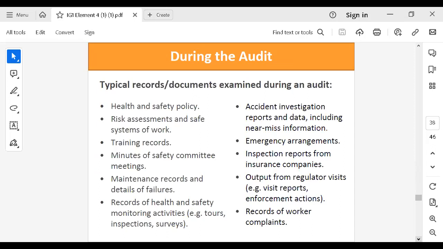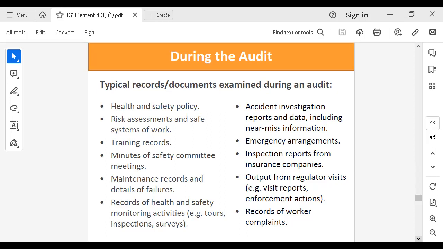During the audit, typical records are documents examined during an audit. The auditor will examine the health and safety policy, risk assessment and safe system of work, training records of the workers and staff, and minutes of safety committee meetings. What safety committee meetings the company did in the past, they will check. Maintenance records and details of failures, the maintenance records of the equipment. And if there are any failures, they will also check.